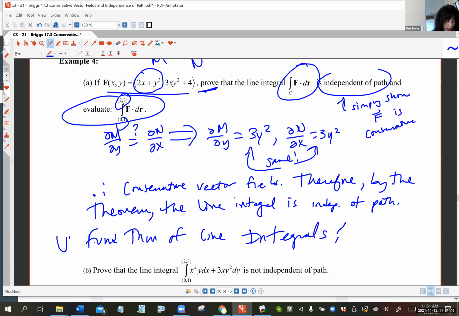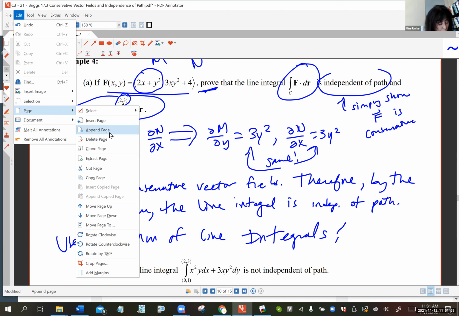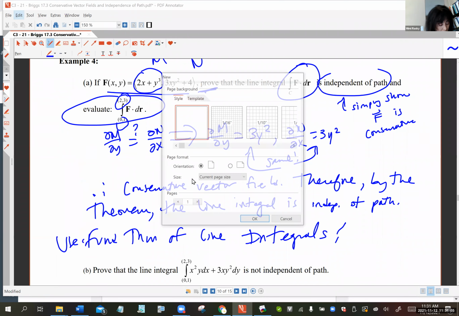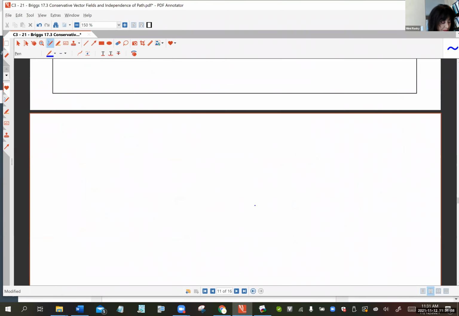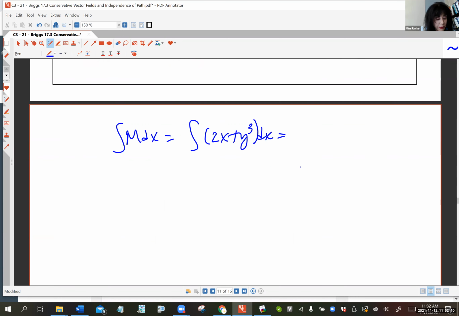So what does that mean? We got some work to do. We got to go get the potential function, otherwise we won't be able to evaluate. So let's go do that. We're going to have to integrate the M with respect to x. The M is the first component, and that's 2x plus y cubed. When we integrate that with respect to x, I get x squared plus xy cubed plus an extra jump, h of y.